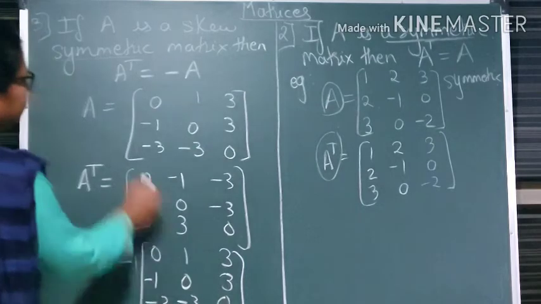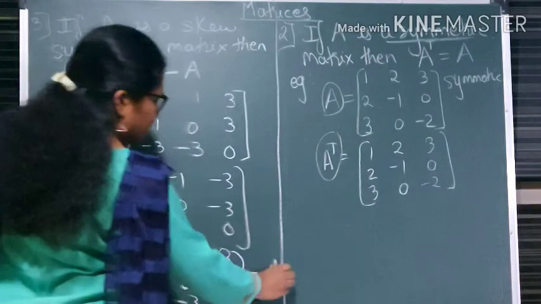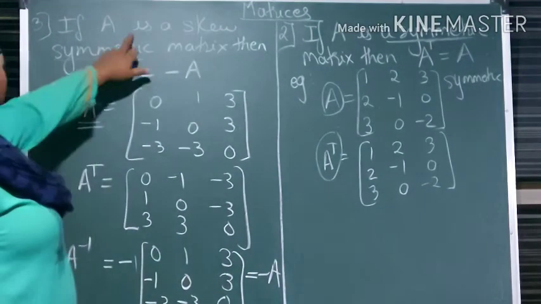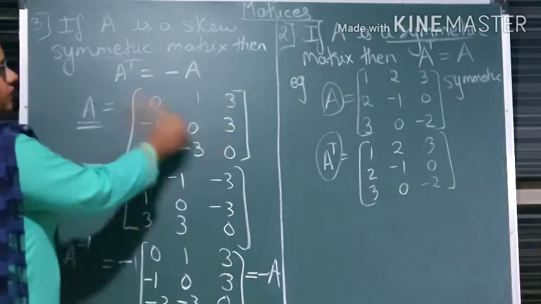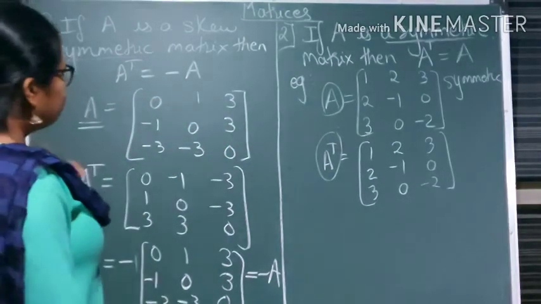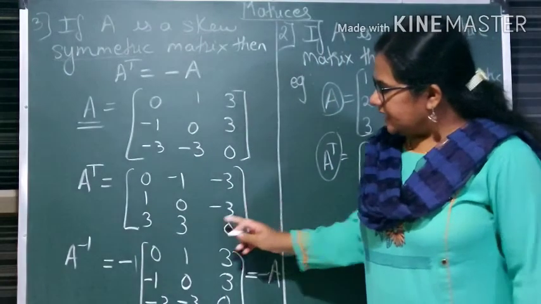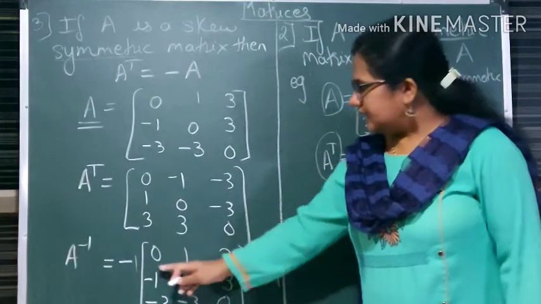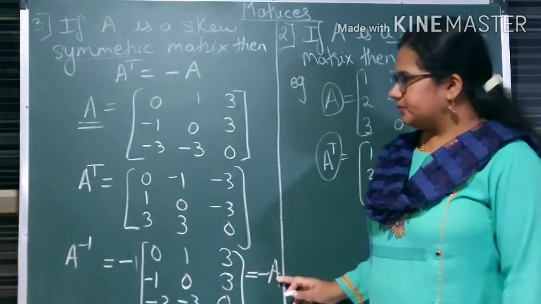And what is this matrix? Can you say it is your matrix A with a minus sign? So this is equal to minus of A. If you have a skew symmetric matrix, skew symmetric means these elements are negative of each other and diagonal elements are 0. So if you take the transpose of a skew symmetric matrix, you get this. Take the minus sign common out from all these elements, so you get A transpose is equal to minus of A.